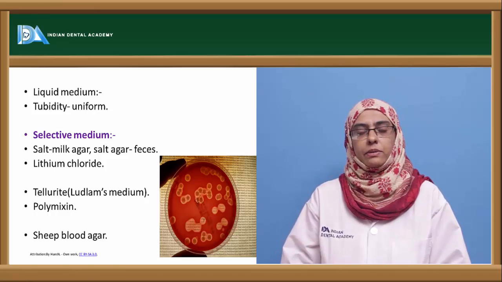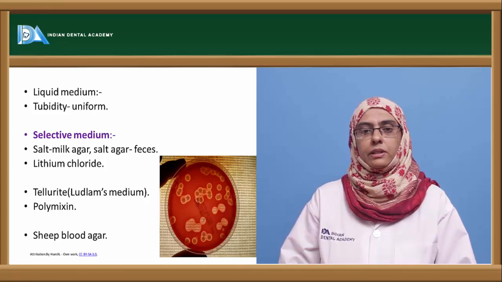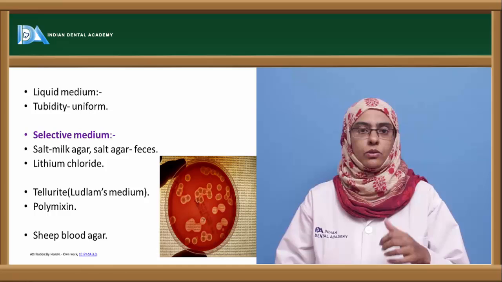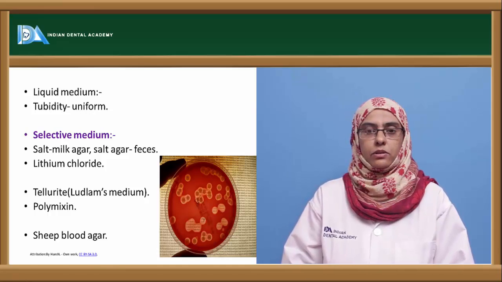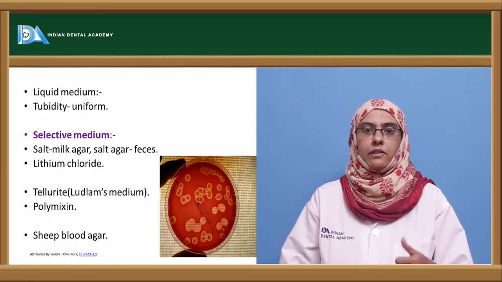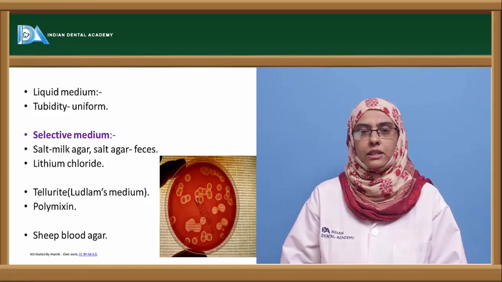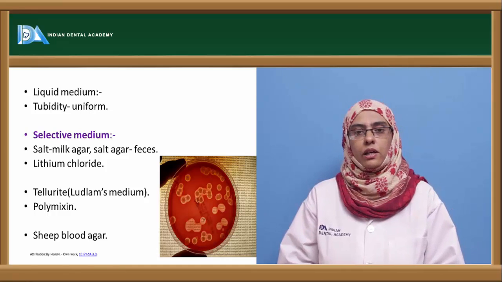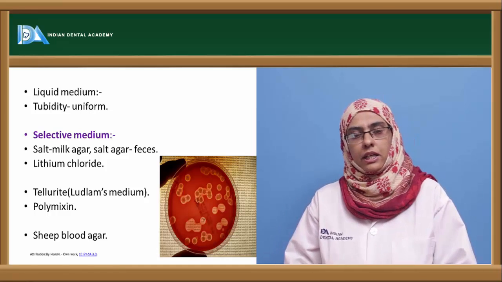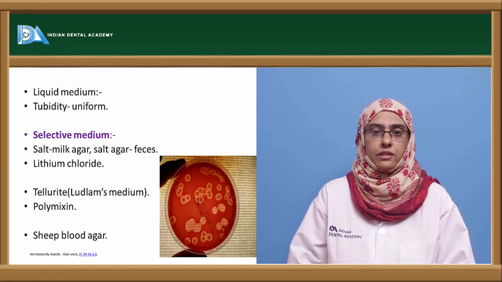The turbidity of the media, uniformity can be seen in the liquid media, and next is the selective media to grow only these kind of organisms. So these organisms require 8 to 10% of NaCl. They very well grow in a medium containing 8 to 10% of NaCl, which is called a salt agar, or you can go with the salt milk agar to identify the organism from the feces, which can be usually seen in the pyogenic infections or systemic infections.